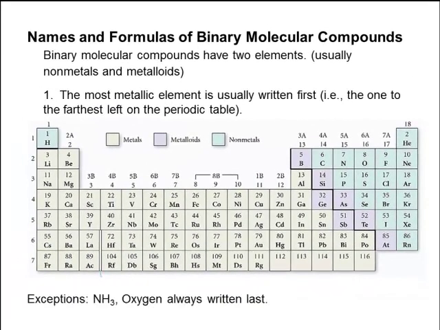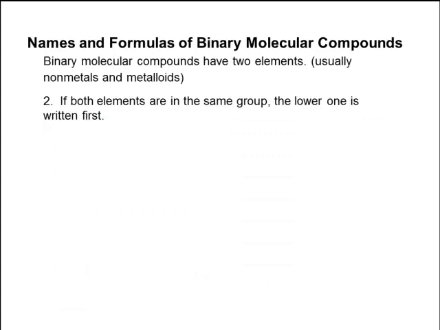There are a couple of exceptions. We can have NH3, where nitrogen comes before the hydrogen, and then oxygen. Whenever we have oxygen, oxygen is going to be written last. So, as I stated before, if both elements are in the same group, the lower one is written first, because remember, in that column, the lower one is going to be more metallic.